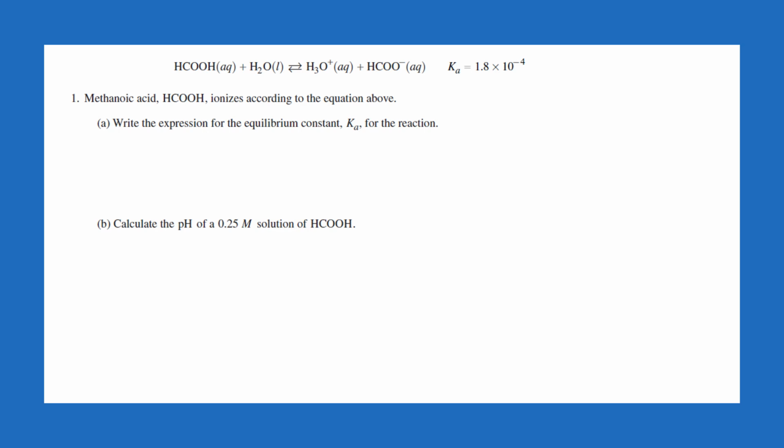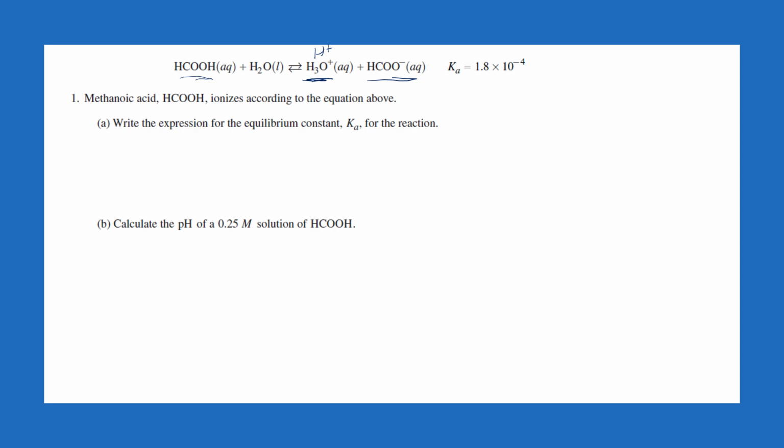Okay, so for this question we have the weak acid methanoic acid. In water it will transfer a hydrogen ion to form hydronium and the conjugate base. Now remember, hydronium and hydrogen ions are often used interchangeably. So you can take the negative log of the hydronium concentration and get the pH of a solution.